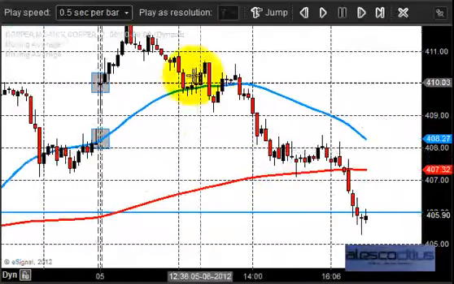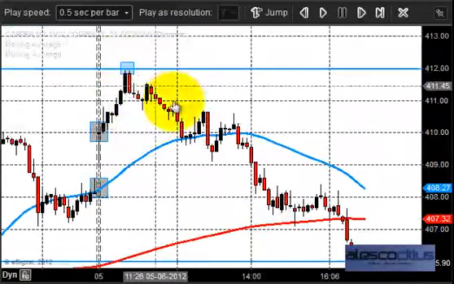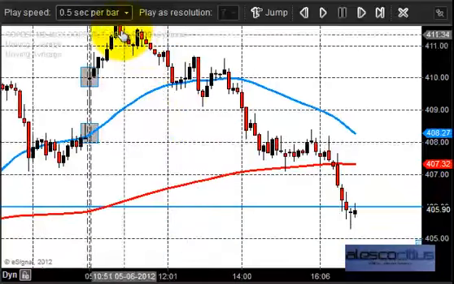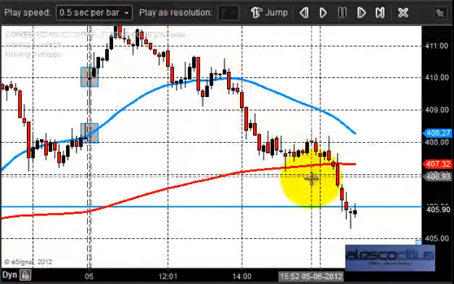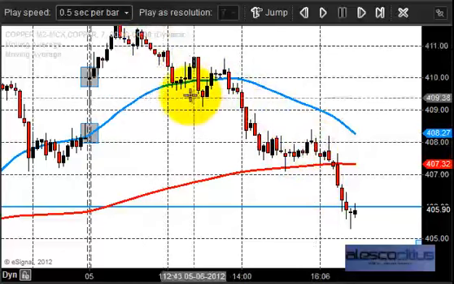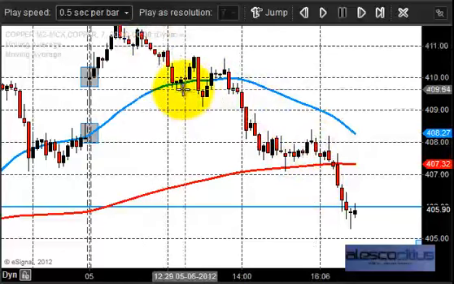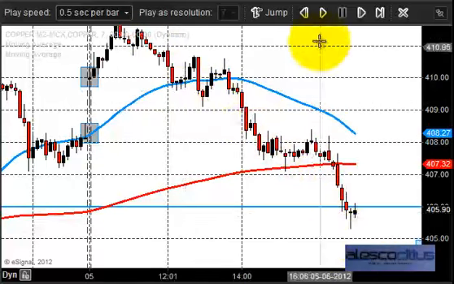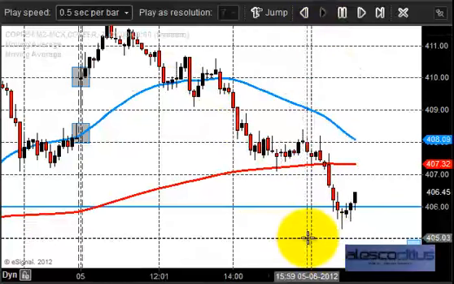Now you can see that after testing 412, there was a straight drop. That means the market went with the trend. The trend was down, so the market went with the trend, and it was dominated by the sellers. So it came down and tested this 406. Let's see what happened after that.